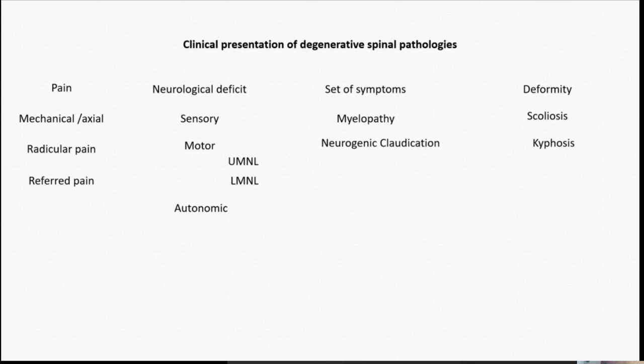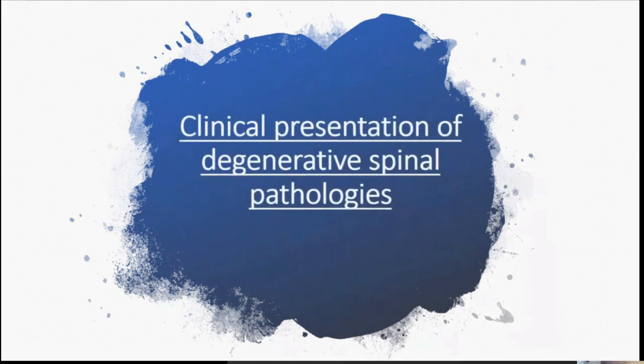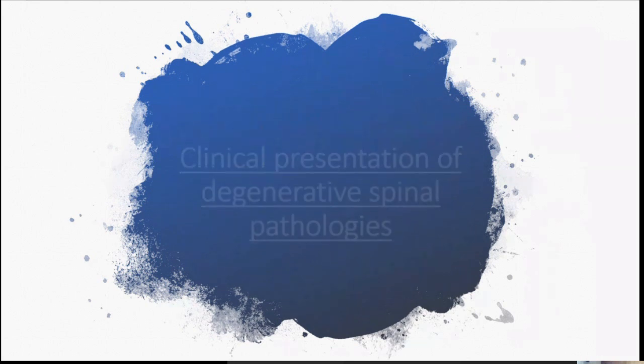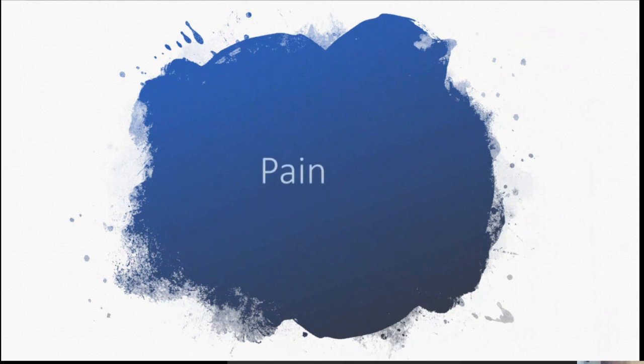But the details of each of these, like a detailed history about the pain, location, radiation, duration, relieving factors and aggravating factors, should give you a good hint about the cause of the pain, and therefore the diagnosis, or at least the level: is it cervical, lumbar, or thoracic spine? Okay, clinical presentation. Pain. We spoke about this.